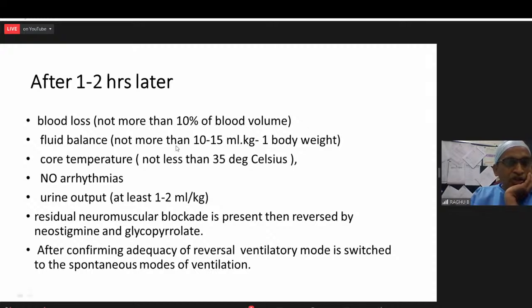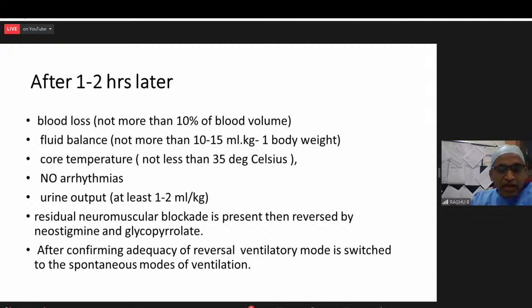The fluid balance should not be more than 10 to 15 ml/kg body weight. Core temperature should not be less than 35 degrees, and there should be no arrhythmias. Urine output should be at least 1 to 2 ml/kg body weight. If a residual muscle blockade is present, then it has to be reversed with neostigmine and glycopyrrolate.